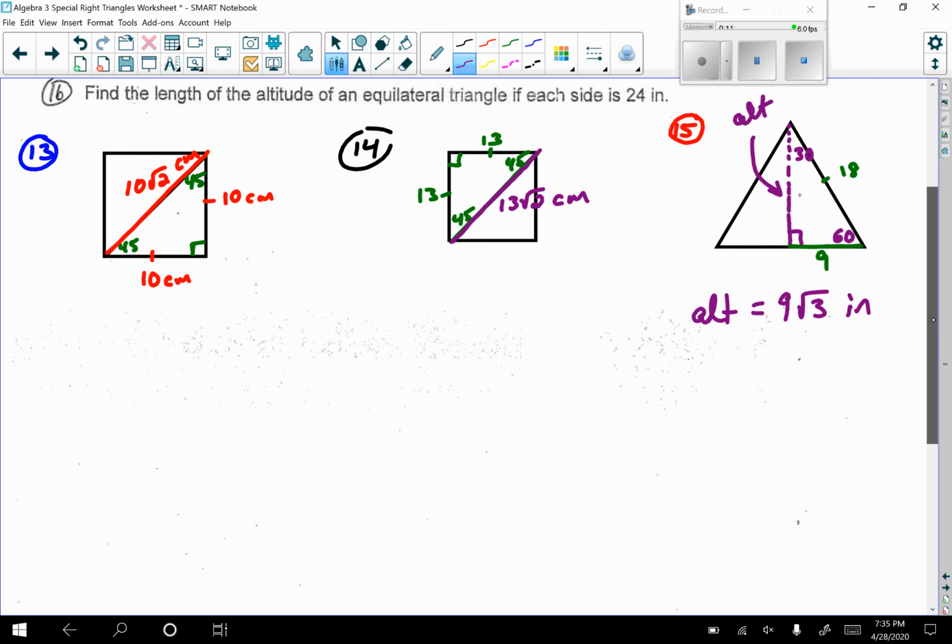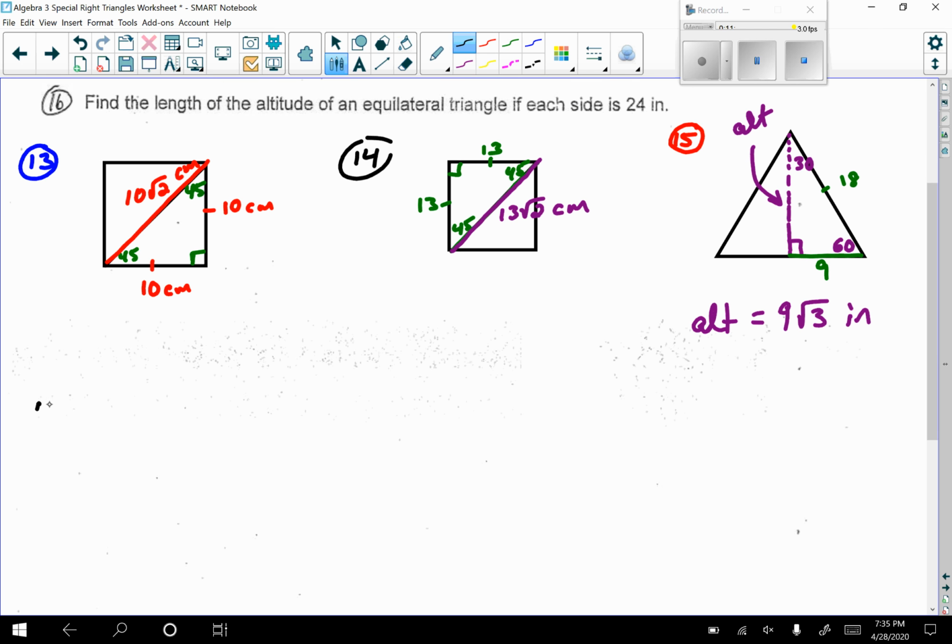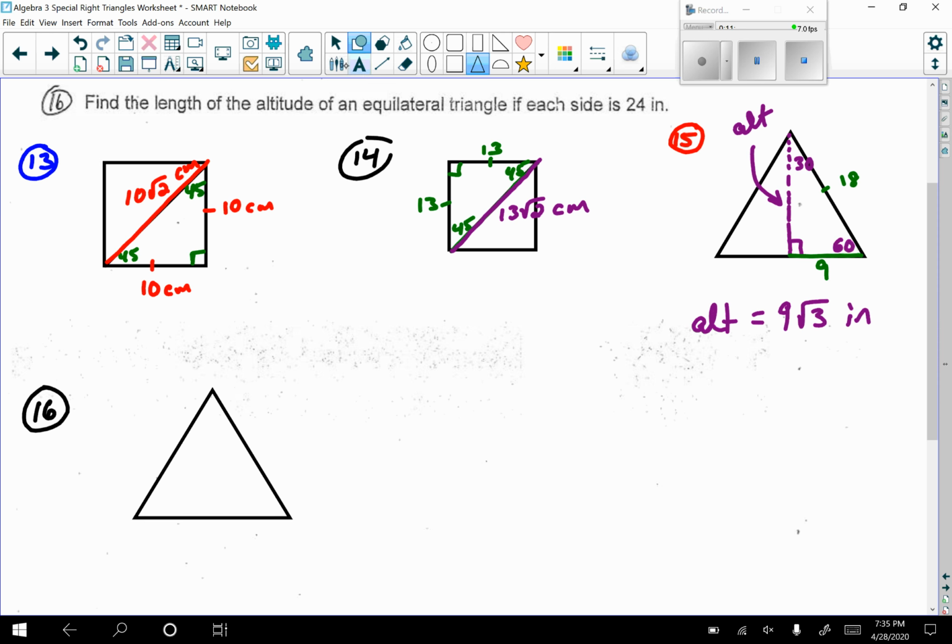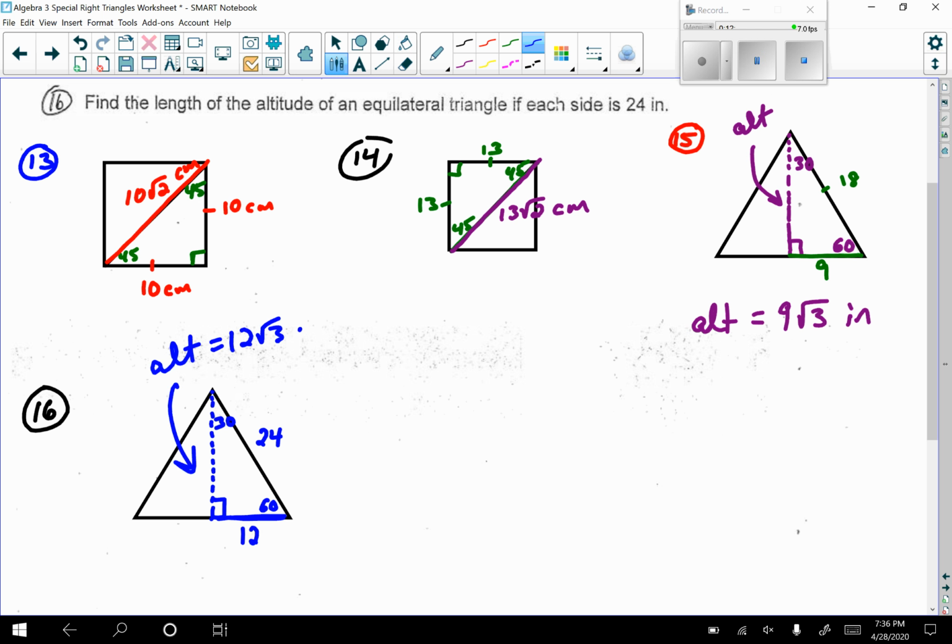And we'll do the same for 16. All right, so our altitude, straight down. So we know each side length here is 24. So it's going to make the short leg, or the short side right here, because here's our right angle. This is 60 degrees, this is 30 degrees. So it's going to make this half 12, and then the altitude here, which is the long leg, is going to equal 12 radical 3 inches.